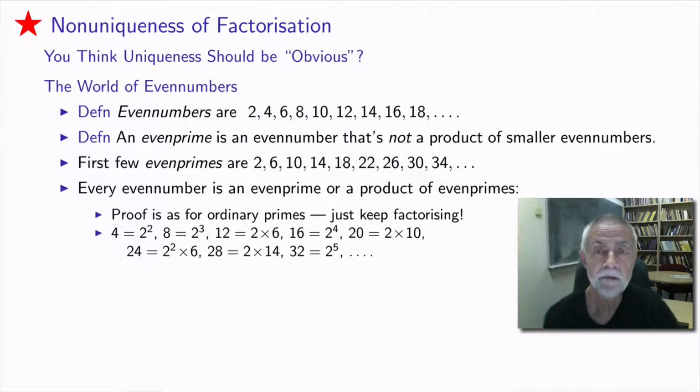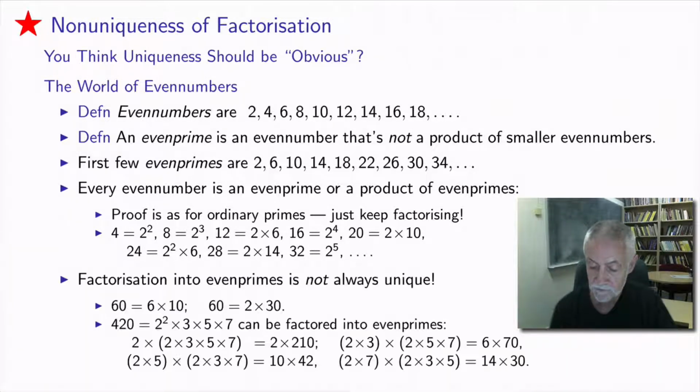Now, every even number is going to be a product of even primes, and that's very easy to prove, and it's similar to the way we prove that every integer is a product of primes. All you do is you just keep factorising as long as you can. So we see that 4 is 2 squared, 8 we can factorise as 2 times 2 times 2, 12, well that's 2 times 6, and so on. 20, that's going to be 2 times 10. Simple, straightforward. But the interesting thing is that factorisation into even primes is not always unique.